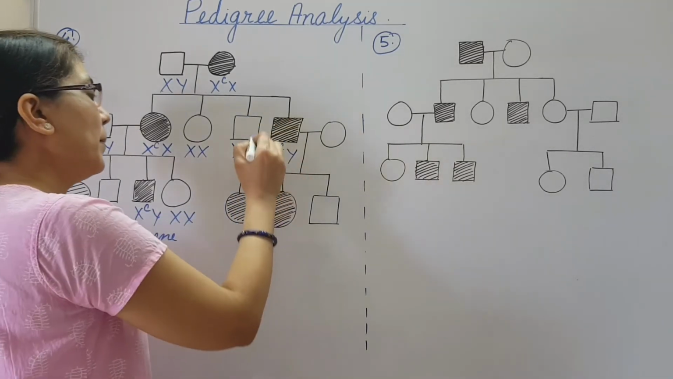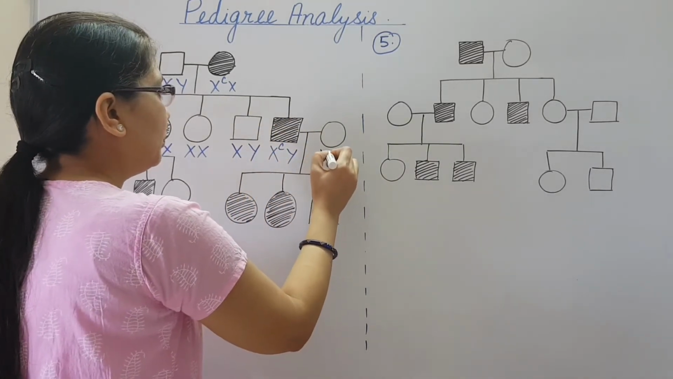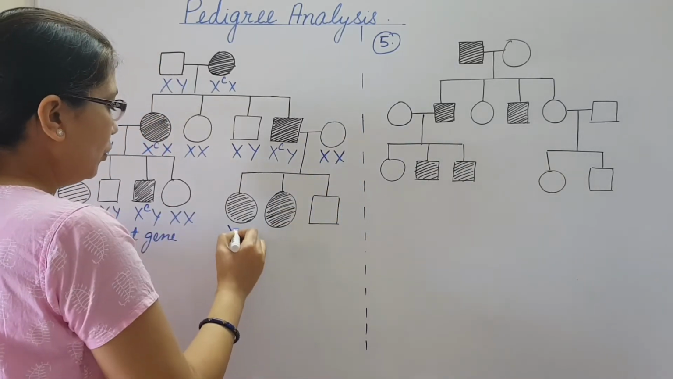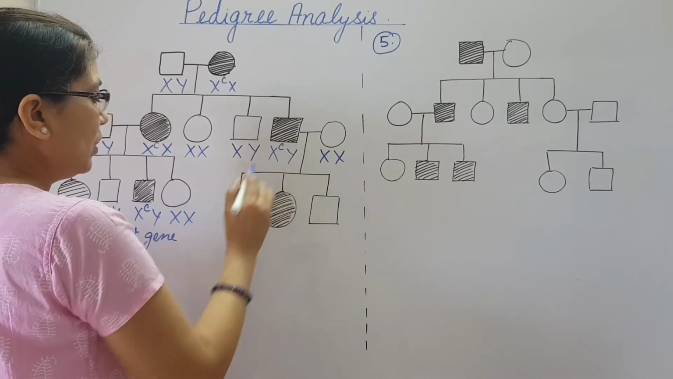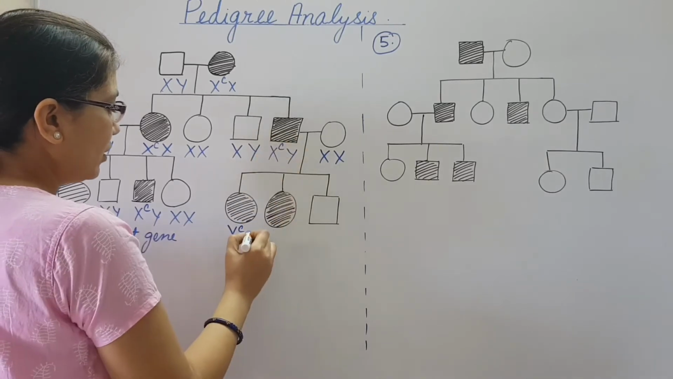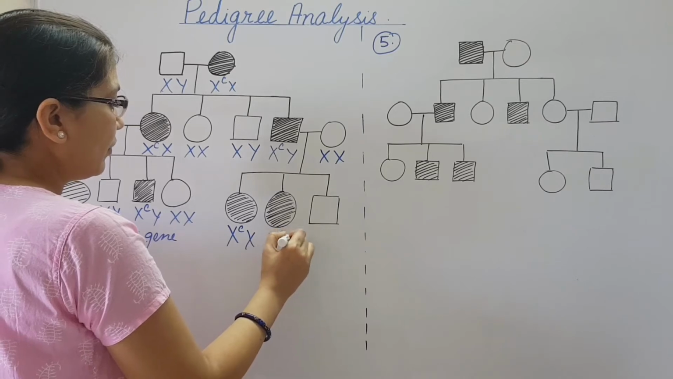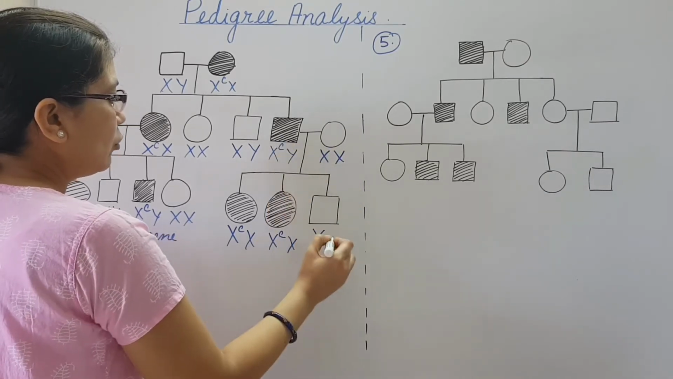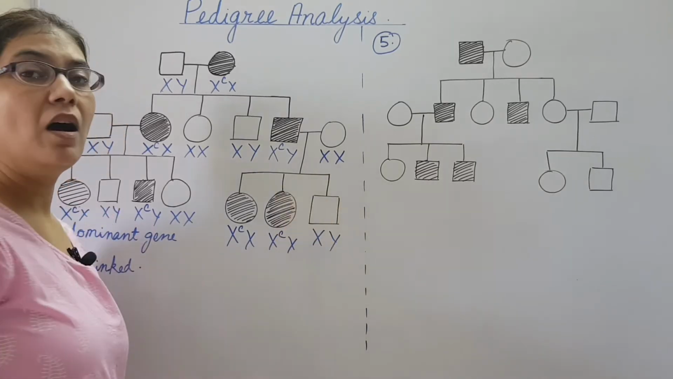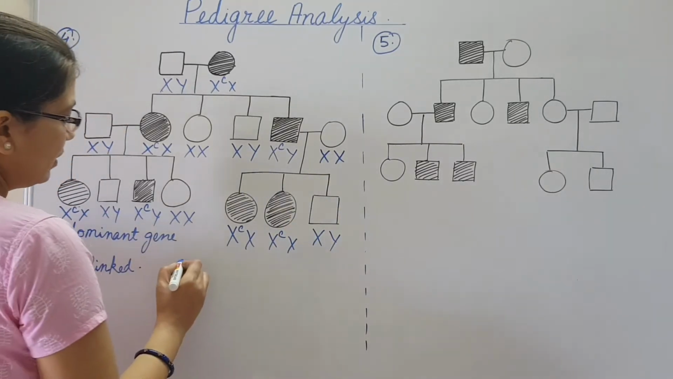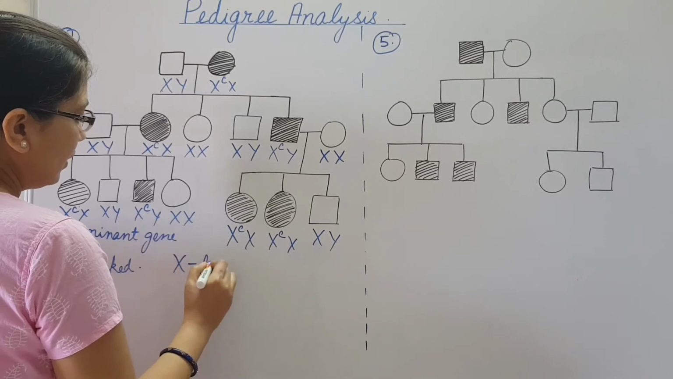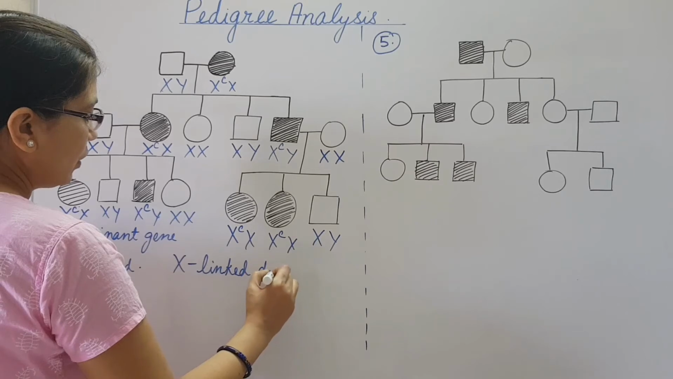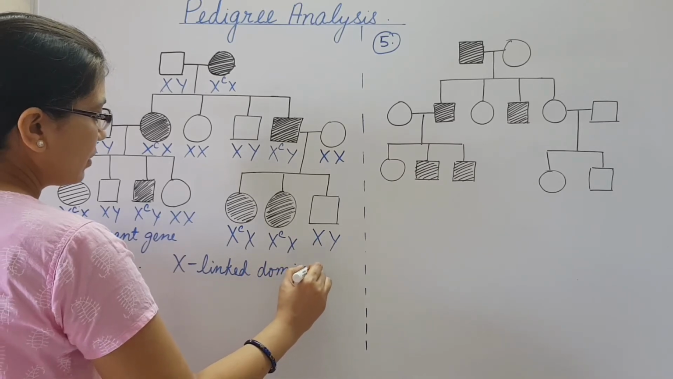Here this affected male mates with an unaffected female. Both the daughters receive this X chromosome containing the dominant allele from the affected father. So both the daughters are affected, but the son receives this X chromosome and the Y chromosome from the father, so the son is unaffected. Hence, this confirms that this pedigree shows X-linked dominant inheritance.